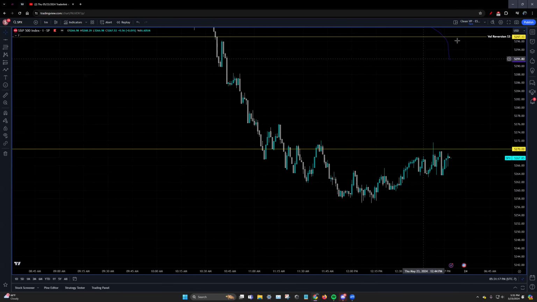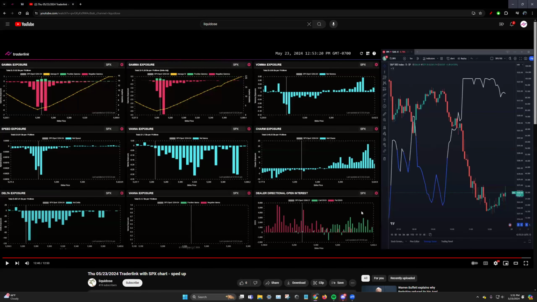Right? Kind of just goes through these levels very easily. Goes right through. Doesn't respect it. Goes right through again. You get a candle close over. Oh, maybe we'll go long. No, baited. Goes right through. Same thing. 53. Oh, yes. 53.30 right here.